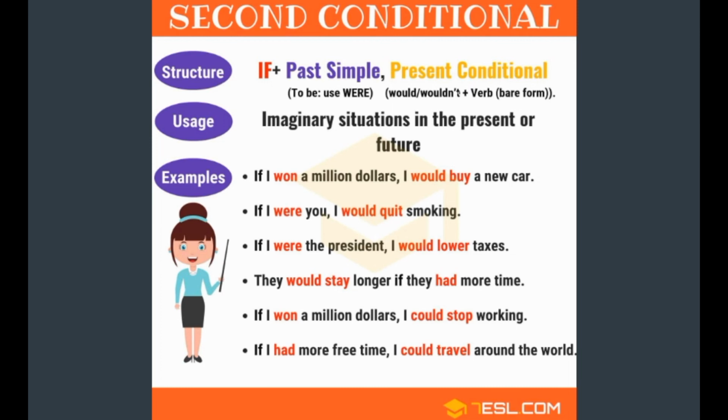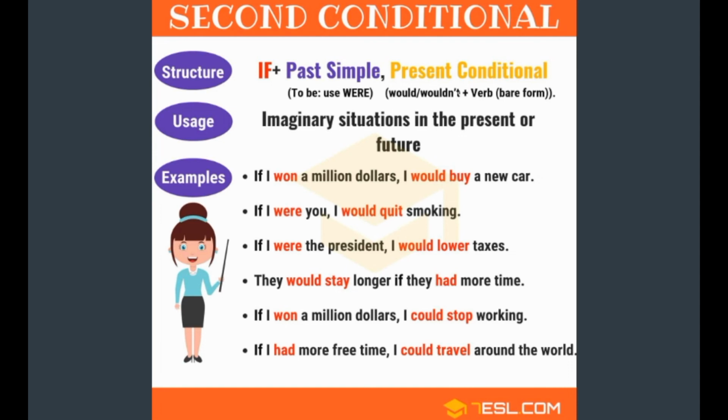Okay? And remember, in the structure, when we use the verb to be, we use were for all the persons in American English. In British English, you can use was for the persons I, he, she, it, right? Remember, when we talk about second conditional, we are talking about something that is unreal, imaginary, right? The examples are, if I won $1,000,000, I would buy a new car. The question is, do I have $1,000,000 right now? No, it is something imaginary, right?